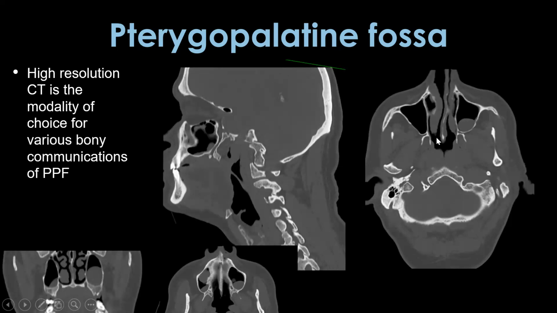This is the axial anatomy. So this is the maxillary sinus. These are the pterygoid plates. Medial pterygoid plate, lateral pterygoid plate. This is the pterygomaxillary fissure.